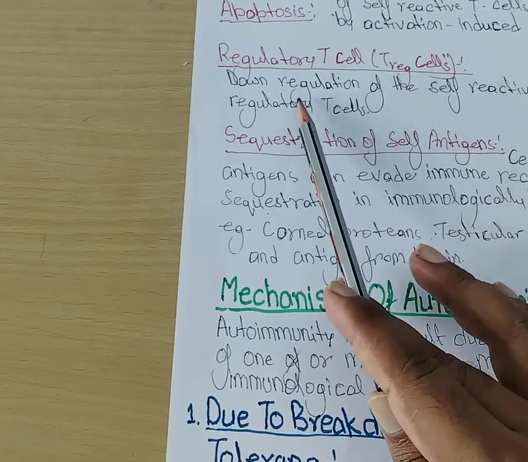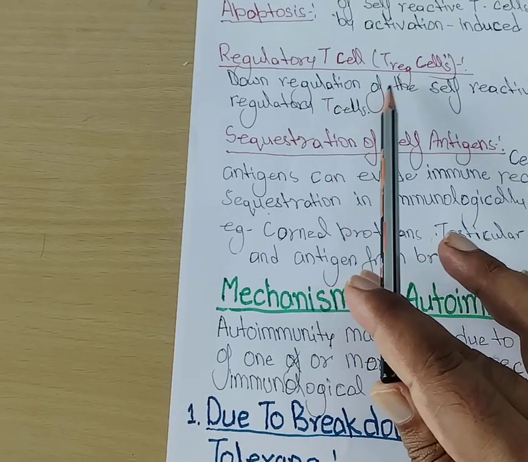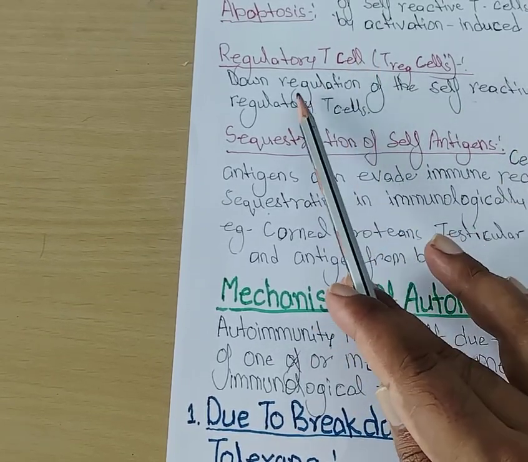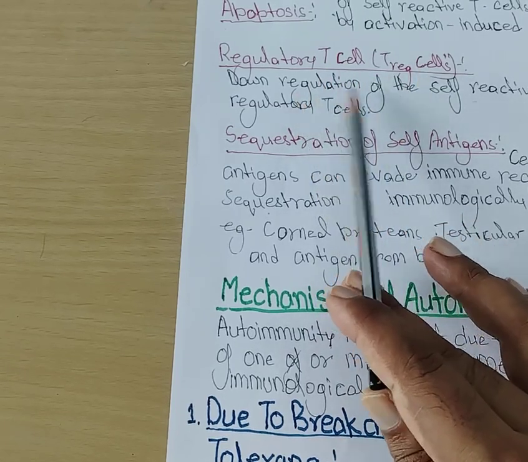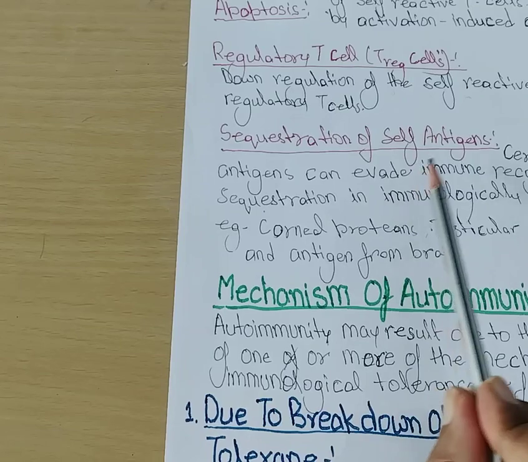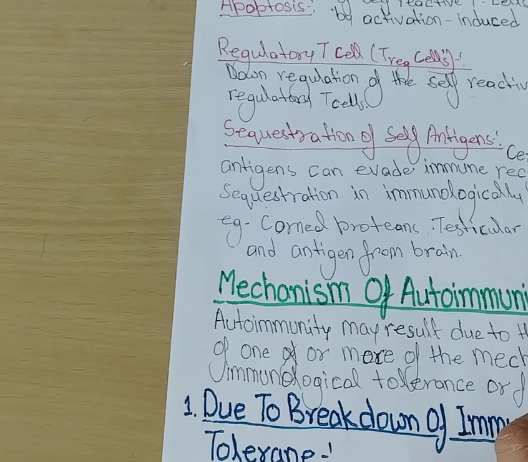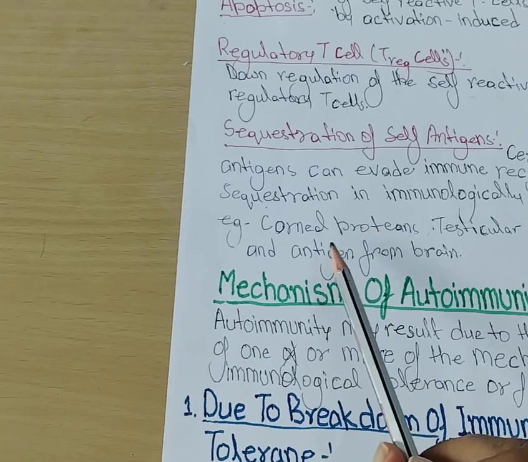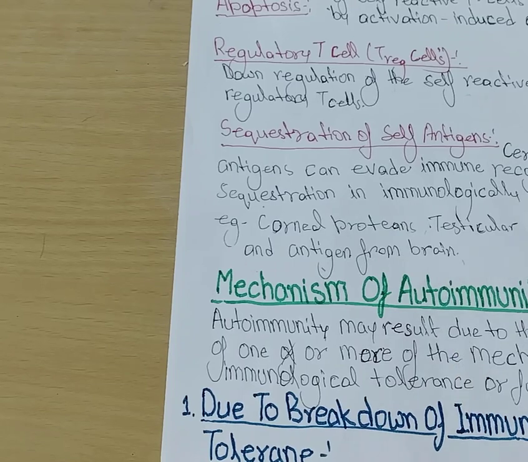Regulatory T cells help in down regulation of self-reactive T cells. Sequestration of self antigen: certain self-antigens can evade immune recognition by sequestration in immunologically privileged sites. Examples: corneal protein, testicular antigen, and antigen from the brain.